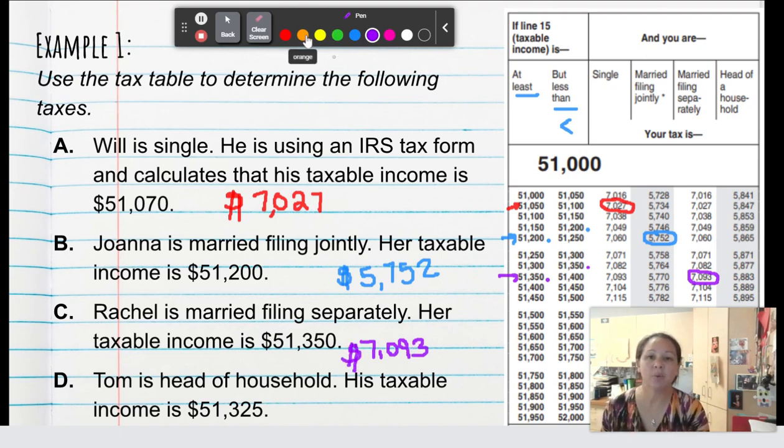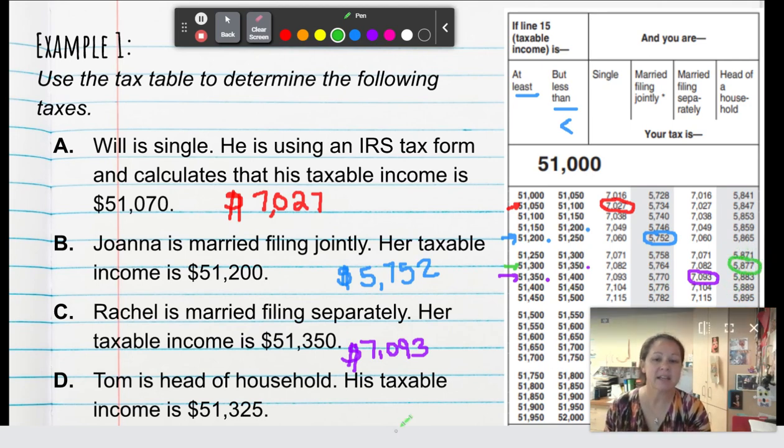And then finally, we have Tom, who is head of household, and his taxable income is $51,325. That falls right here in this row, and we will go all the way over to the end because that is where the head of household column is. And his tax liability is $5,877.